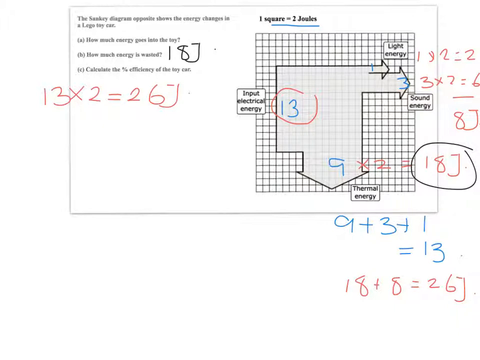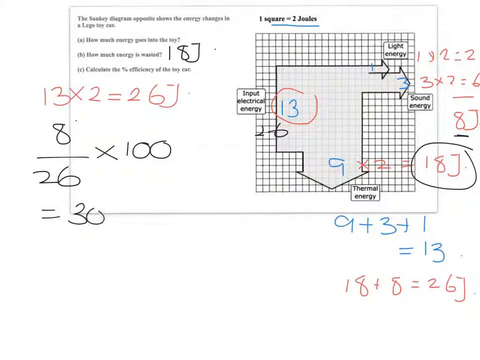What's the efficiency of this energy transfer? So we look at the 8 joules, which is the useful energy that we got out, and that's divided by the 26 that we've put in, and we times it by 100 to give us a percentage. What you'll find is that eight over 26 works out at, I believe, 30.7%. Okay, moving on to the next one.